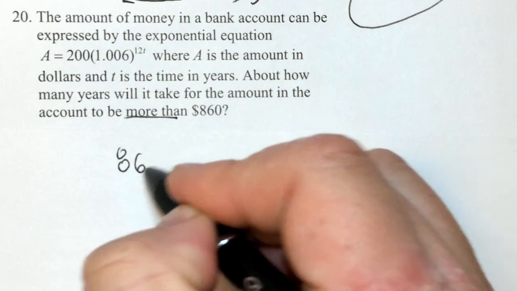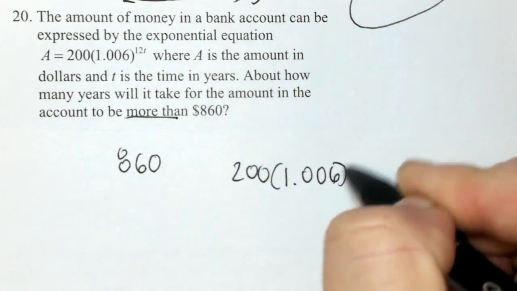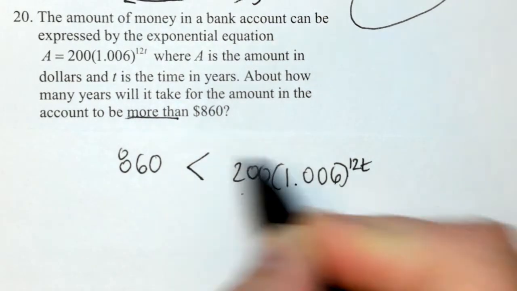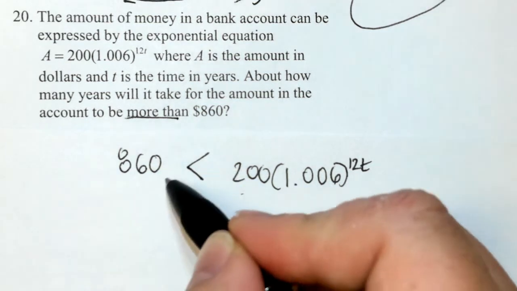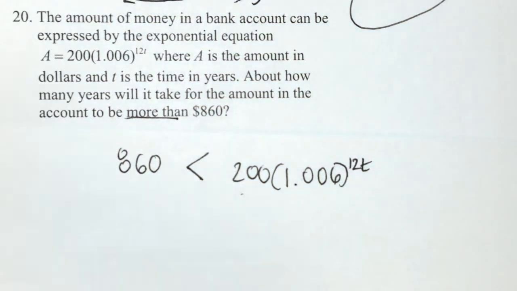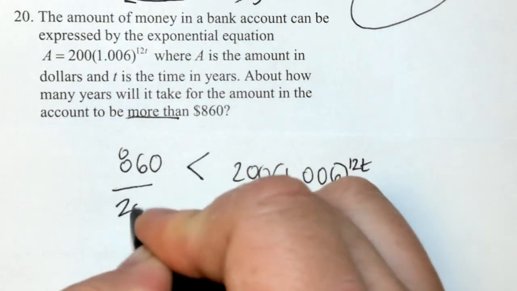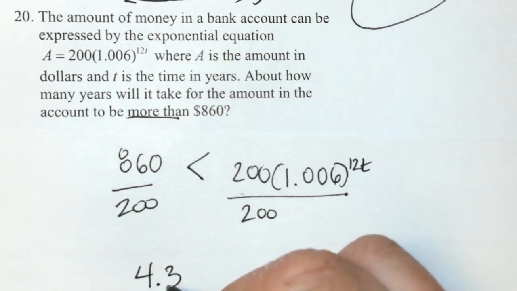So let's write that down. This amount has to be more than 860. Okay, let's go about solving this. Let's start first by dividing by 200. When I divide these two on a calculator, I end up with 4.3.